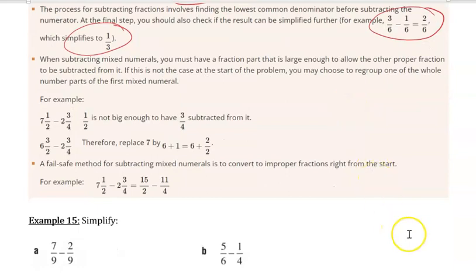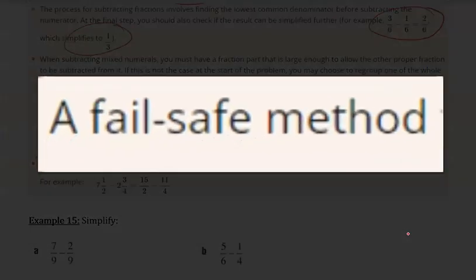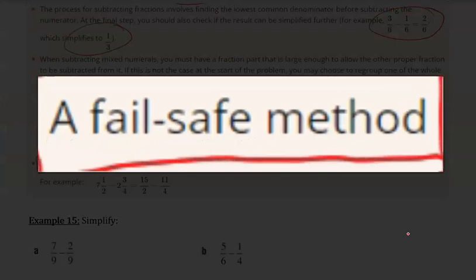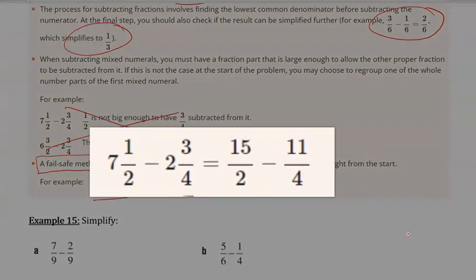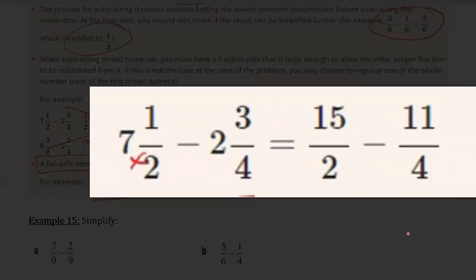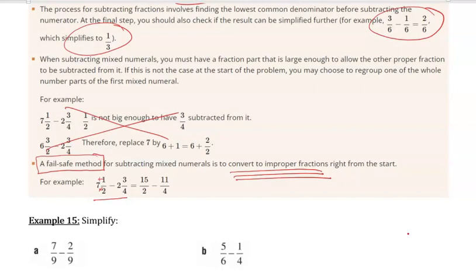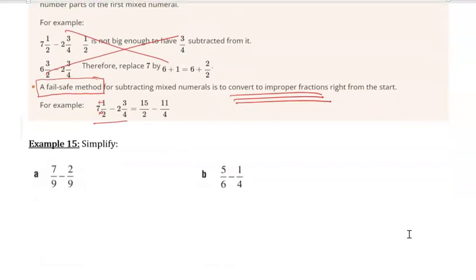Now, I'm going to skip this bit where it says you can try and subtract the mixed numbers as they are. Let's not do that. You can have a go at that later, but look at the words they use here, a fail-safe method. What always works is to convert to improper fractions. So instead of messing with this mixed number, we do 2 times 7 plus 1, which gives us 15 over 2 minus 11 over 4. And then, of course, we're going to have to change that so that we have a common denominator. I'll show you in the examples down here.